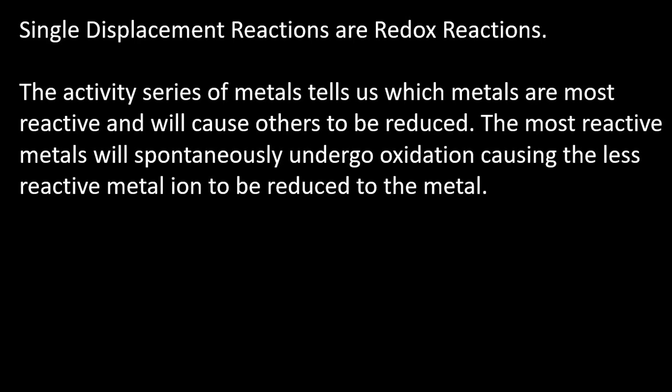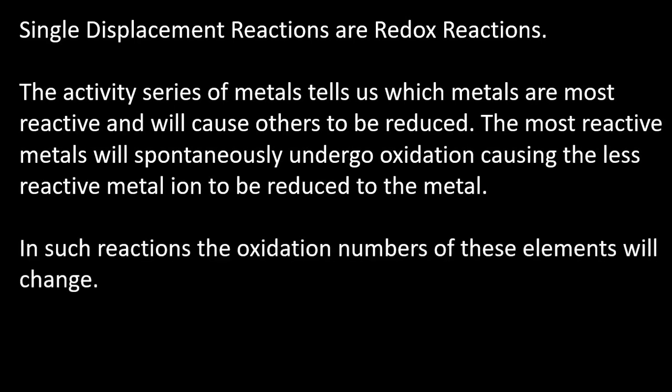Now, up till this point, we've used the activity series of metals to tell us which metals are more reactive, which ones cause the others to be reduced. The most reactive metals will spontaneously undergo oxidation, causing the less reactive metal ion to be reduced to the metal. In these types of reactions, the oxidation numbers of these elements will have to change.